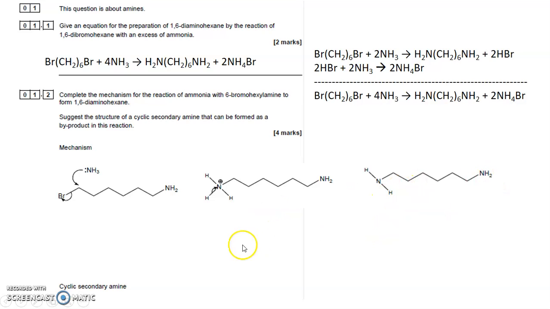Suggest a structure of a cyclic secondary amine that can be formed as a byproduct of this reaction. Well, what actually happens is instead of the NH3, the NH2 at this end here, which has a lone pair of electrons, bonds to the C instead. So instead of an NH3 bonding and having nucleophilic substitution on this carbon here and the Br breaking off, the actual NH2 on the other end bonds.